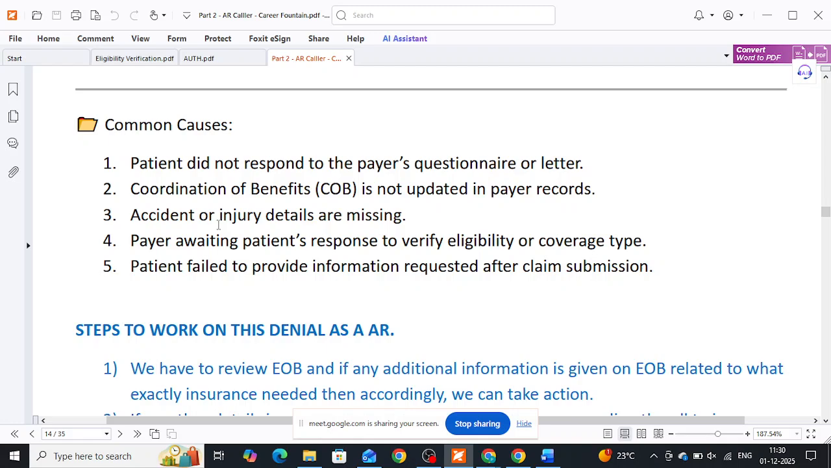In such kinds of plans, the insurance expects that the patient has to update COB information every year, or twice a year, because it is possible that in the middle of the year the patient has taken another insurance, and then we can change the COB, right? So they want updated information in their system. Sometimes they want accident or injury details from the patient itself.